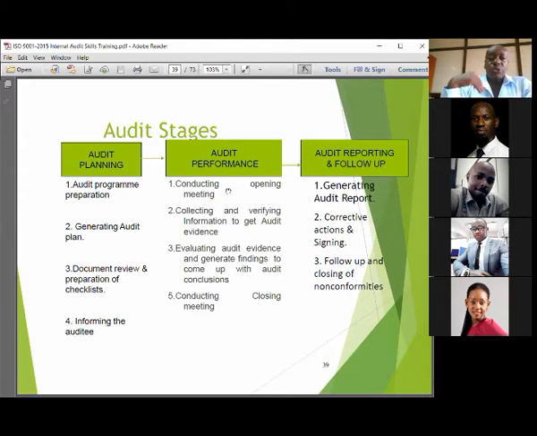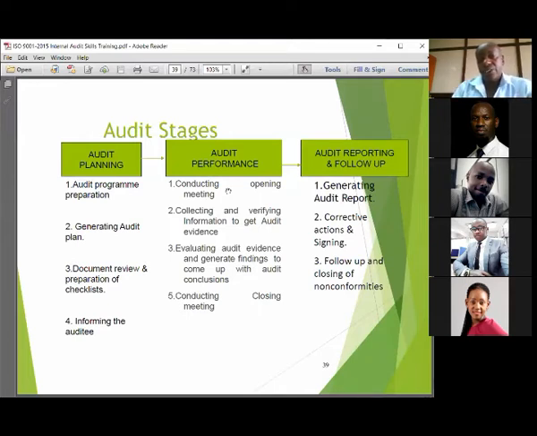During planning, it's good to inform the auditee in advance. These are not ad hoc audits. You are informing them, we are coming, so that they will be ready. You'll find them there.